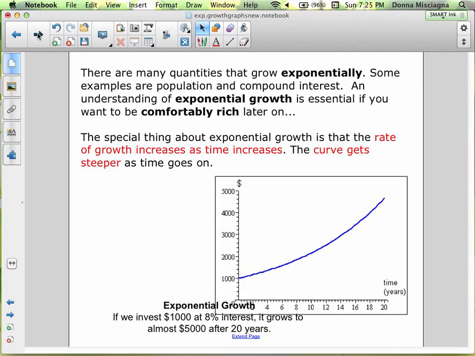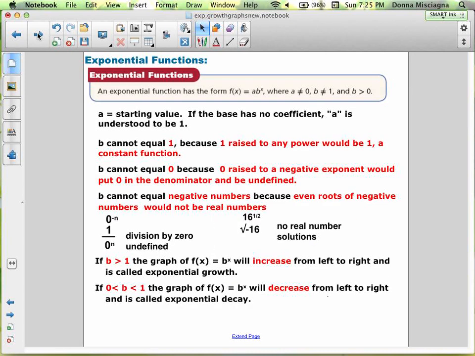So let's learn the parts of an exponential equation. So an exponential function has the form f of x equals ab to the x. You should probably underline that. a cannot equal 0. Right? a is your starting value. Let's actually underline that. I believe it's already filled in your notes. That's your starting value. It can't be 0. You have to start with something for it to grow, right? If you have nothing, it won't grow.